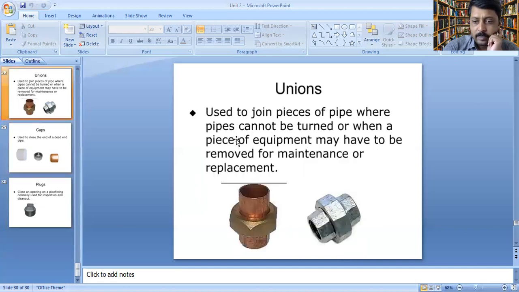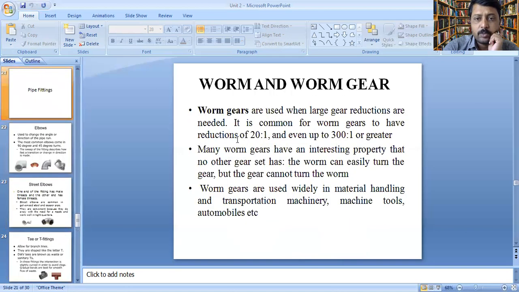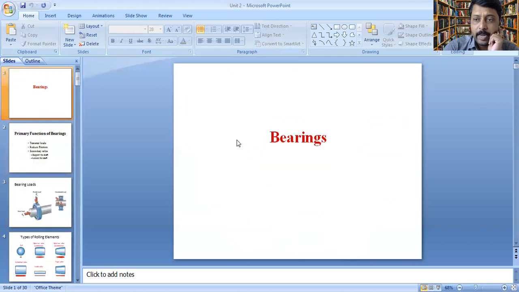So these are the various things that we have discussed today, and this is the end of our unit number 2. Depending upon this, we will be having our mid-semester examination. If you have any questions, you can ask me over mobile phone, email or WhatsApp. And this is the end of section or unit number 2.